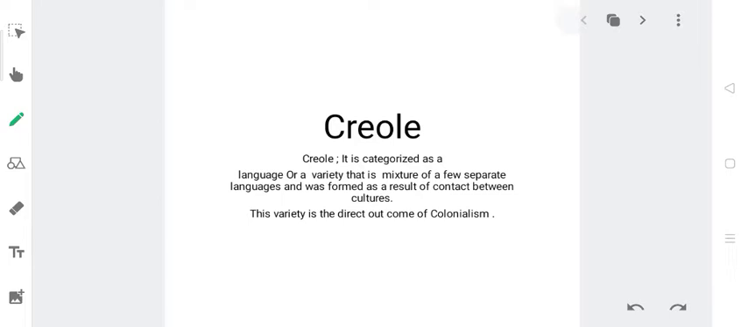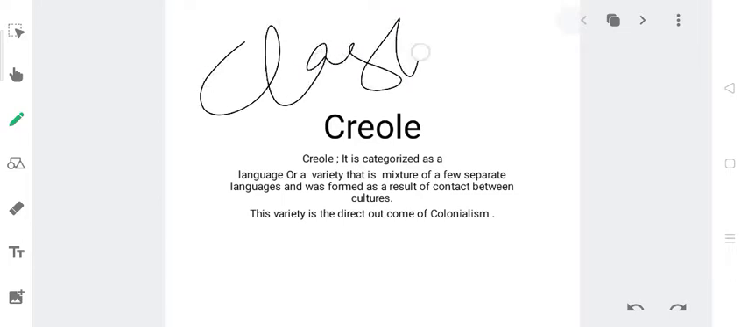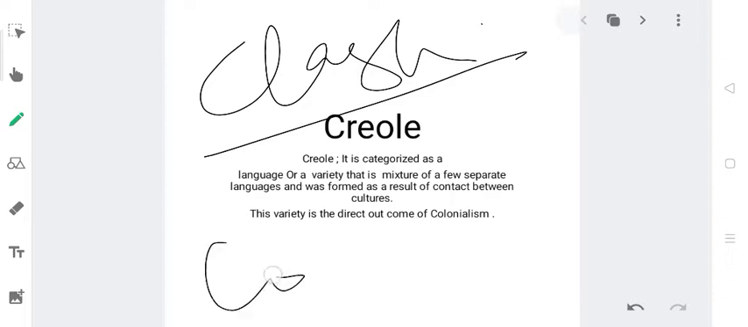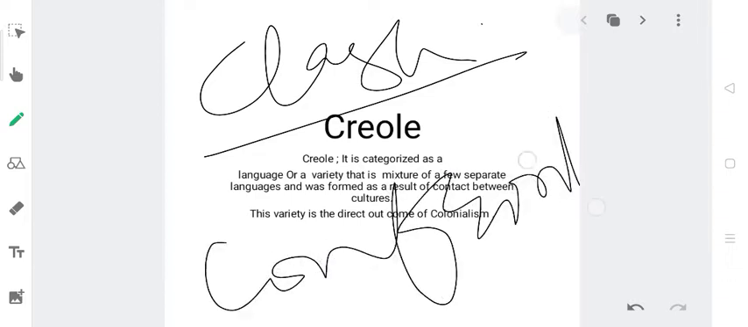Before the development of a language into its final form, it has to undergo certain changes, and Creole is one of those changes, because for the origin of a language there is a clash, or confrontation. This word, confrontation, is very important and significant.